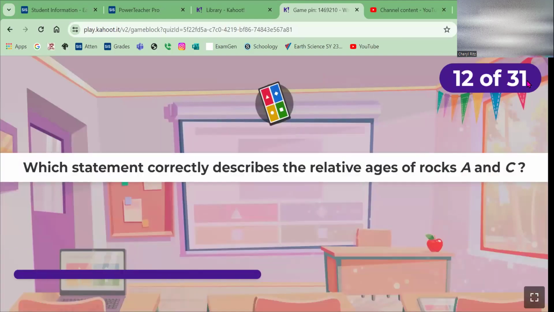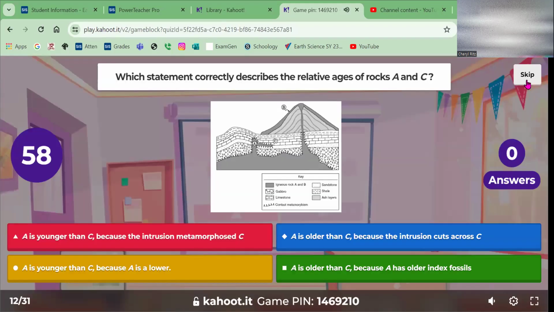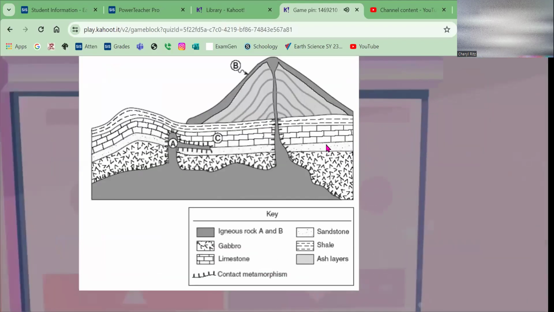Which statement correctly describes the relative ages of rocks A and C? Oh, this is Drake. Yeah, this one's for you, Drake. A is older actually because of the intrusion. Just looking at A and C, nothing else.